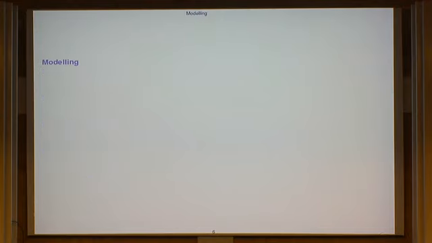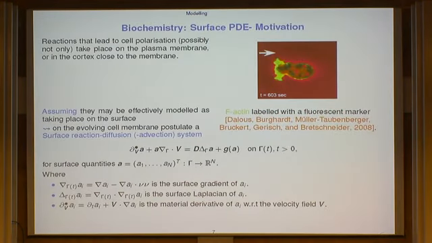So in the modeling, as I told you, we have a PDE posed on the cell surface that models polarization. And the assumption here really is that the reactions that lead to polarization and gradient sensing occur either in the cortex close to the cell membrane or on the cell membrane itself. And this is really motivated by pictures like the one you see there.